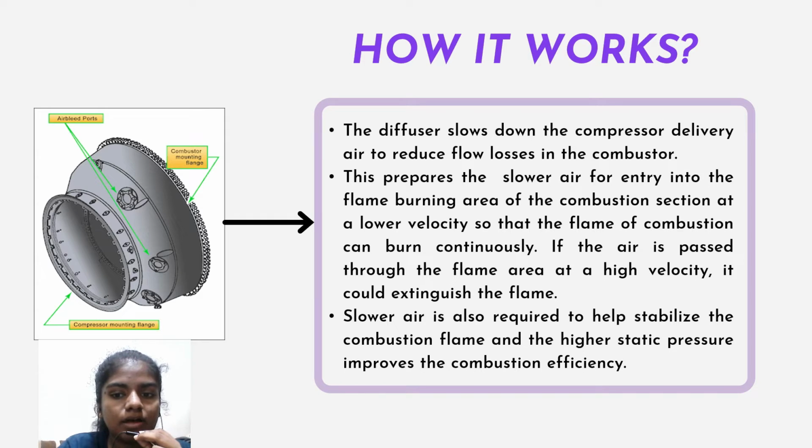This prepares the slower air for entry into the flame burning area so that the flame of combustion can burn continuously. If the air is passed through the flame area at a high velocity, it could extinguish the flame. Slower air is also required to help stabilize the combustion flame, and the higher static pressure improves the combustion efficiency.